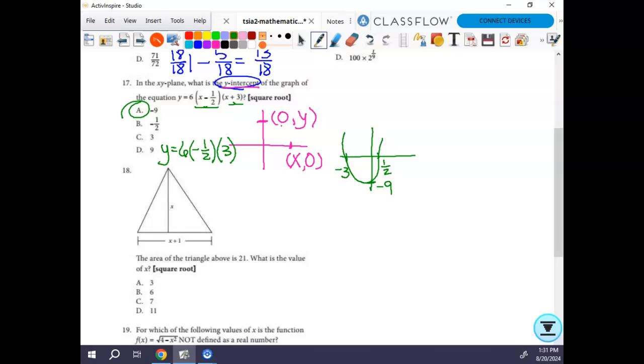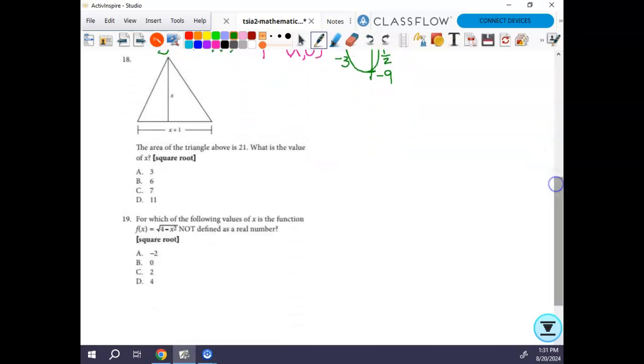Show me your lights for 18. If your table's dark, I know what that means too: either we didn't get to it or we have no idea. Okay. I think some of us didn't get to them either, but all right: the area of the triangle above is 21. What is the value of x?